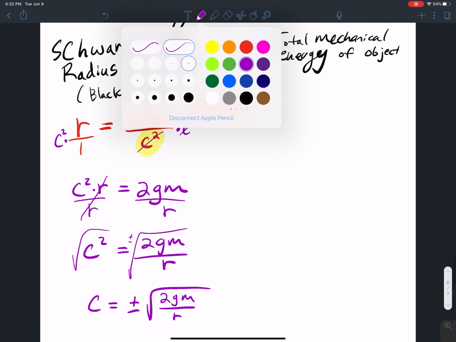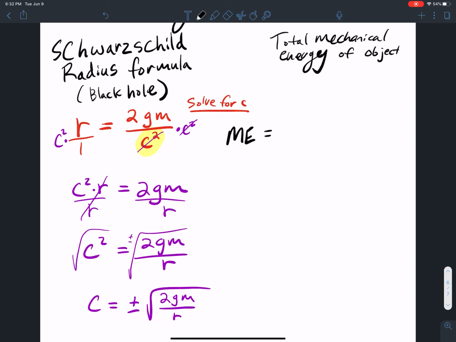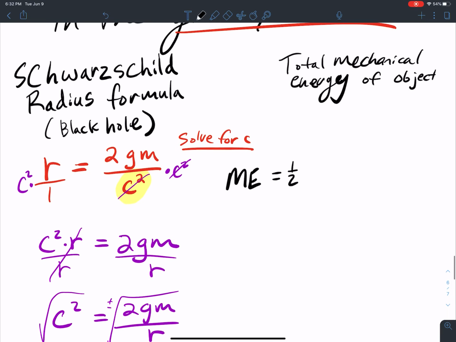The next one is the total mechanical energy of an object with mass m and height h with velocity v. So mechanical energy is represented by ME. That's just one thing. And that's 1/2 mv squared plus mgh.